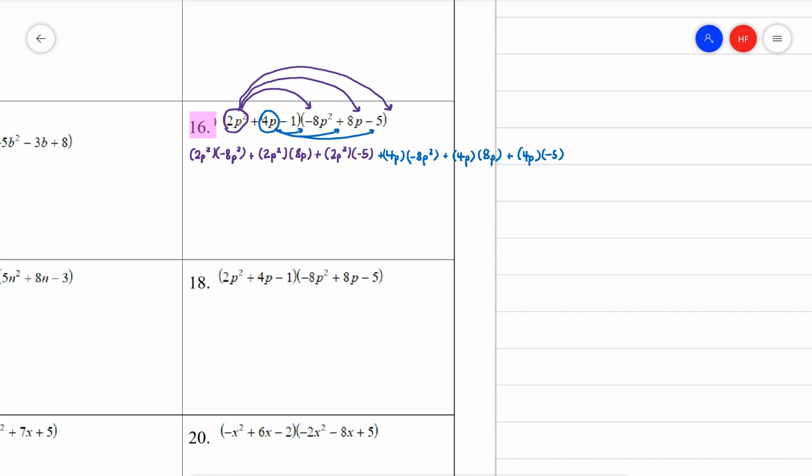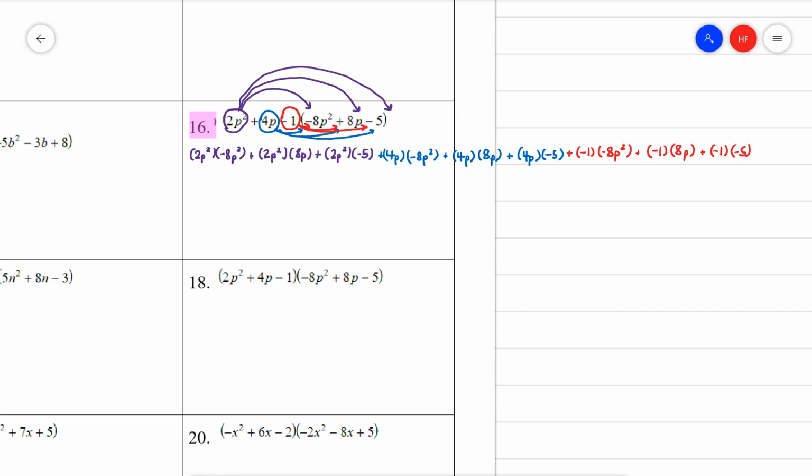And then we still have to multiply negative 1 by all 3. So we would have plus negative 1 times negative 8p squared plus negative 1 times 8p plus negative 1 times negative 5. So if you didn't want to write all that out, that's fine. I just do it so that way we can see each of the steps.